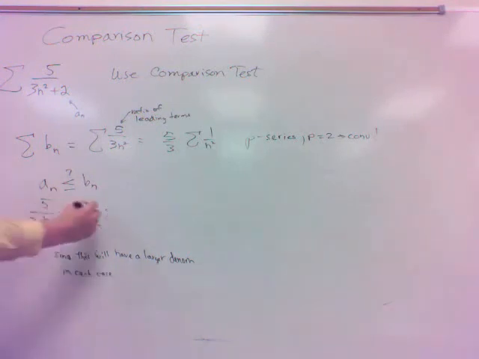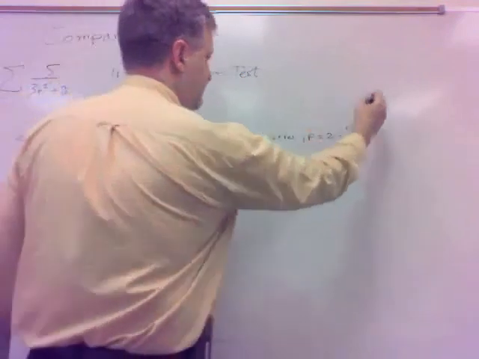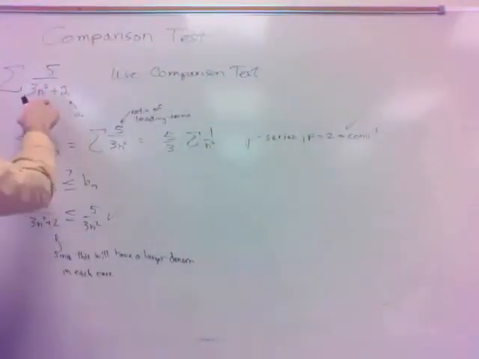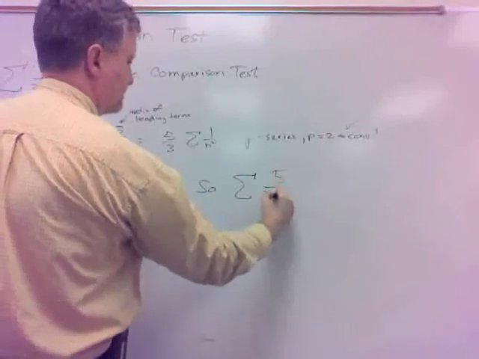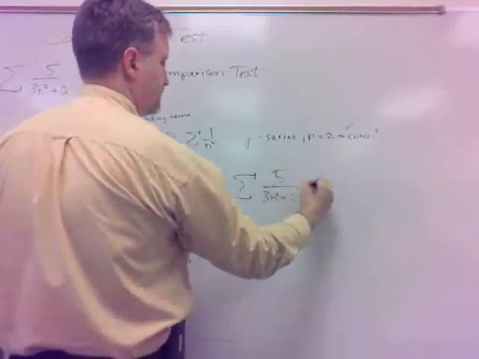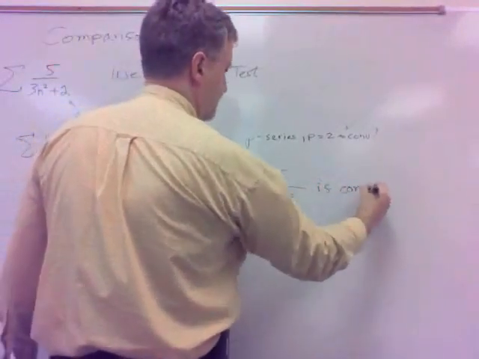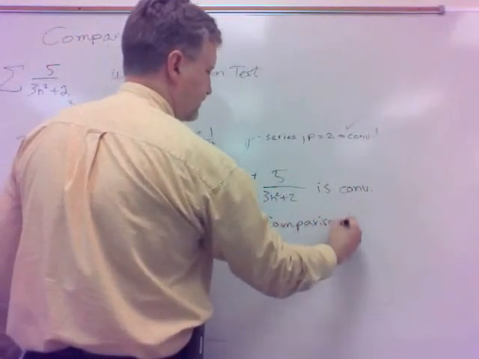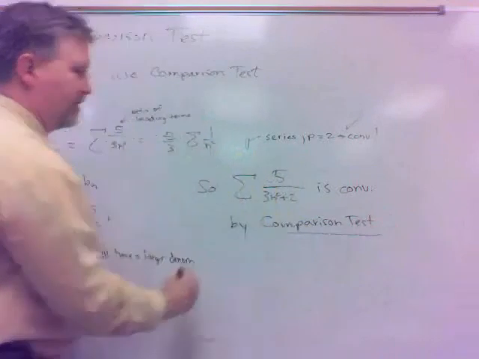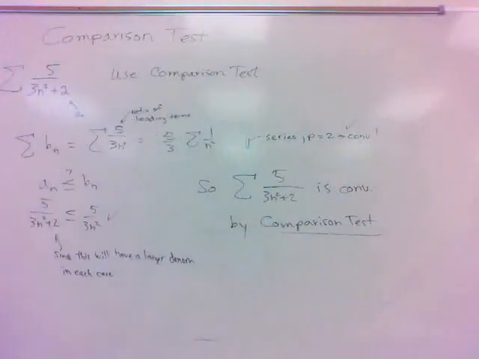We're all good because this is less, this is convergent, so your series 5 over 3n squared plus 2 is convergent by the comparison test. And since we're getting so many tests here, that's why each time I'm writing why I'm saying this is convergent. This one's convergent because of the comparison test. Okay?